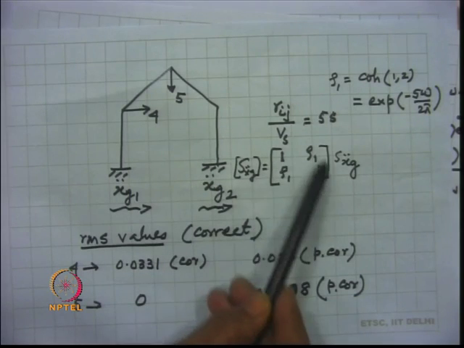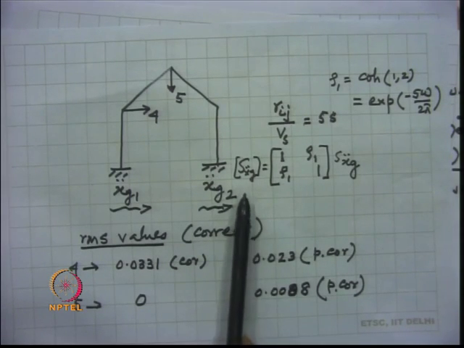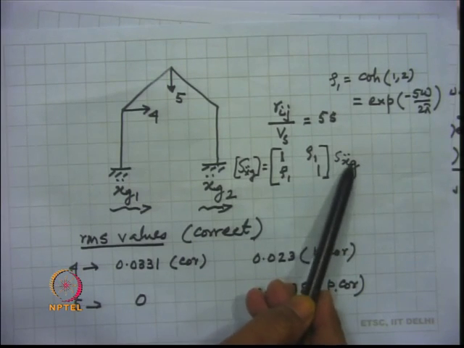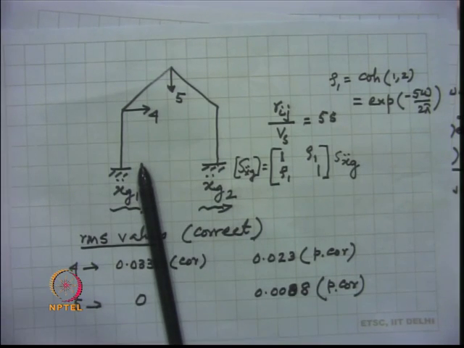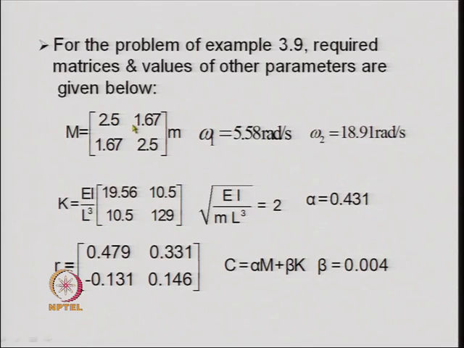So with the help of that, we can construct the 2 by 2 power spectral density function of excitation. Sx double dot g again is the power spectral density function of the El Centro earthquake that we have taken, and with the properties of the pitch roof portal frame, that is the mass matrix defined as this and the K matrix defined as this, we obtain the two natural frequencies as 5.58 and 18.91. The alpha and beta calculated with the help of these two frequencies were 0.431 and 0.004, and this was the C matrix that you constructed, and the R that you determined before, that is the influence coefficient matrix.